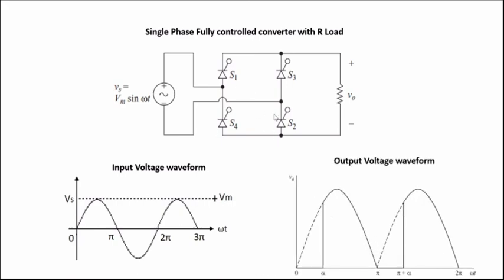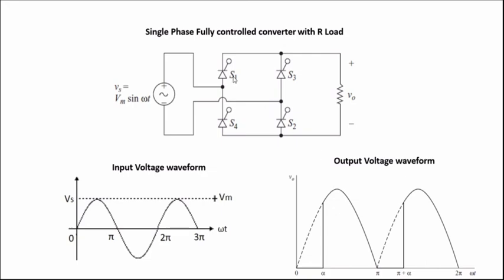Initially thyristors S1 and S2 are triggered at an angle alpha, where alpha is the firing angle. So thyristors S1 and S2 will start conducting. At this juncture, thyristors S3 and S4 are reverse biased, so they will not conduct. The thyristors S1 and S2 will continue to conduct during the positive half cycle till pi radians.